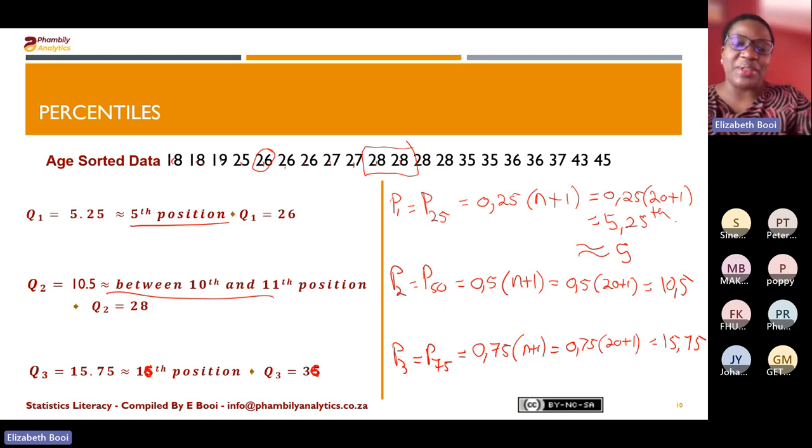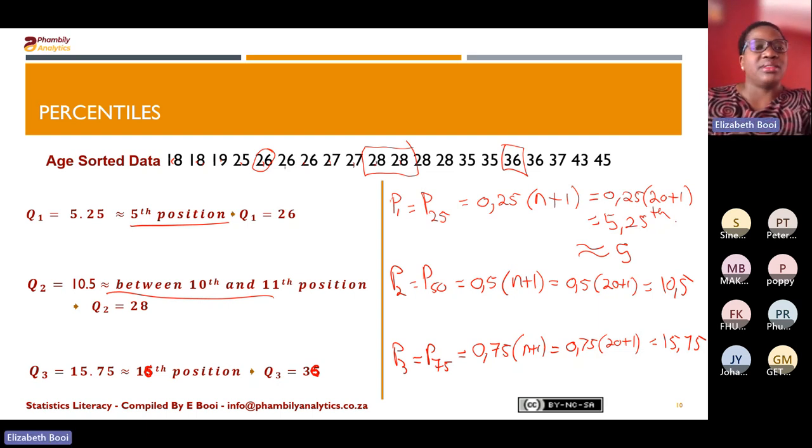Okay, so we were on the 75th percentile. It's on 15.75, which we know that when we count, it is on position 16, therefore it is percentile 36.